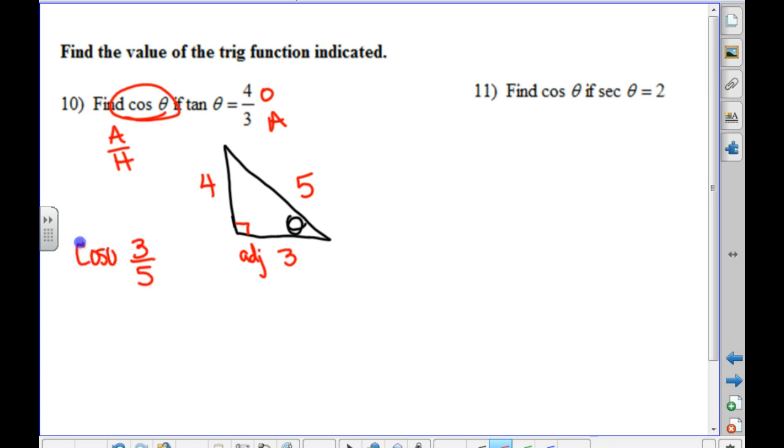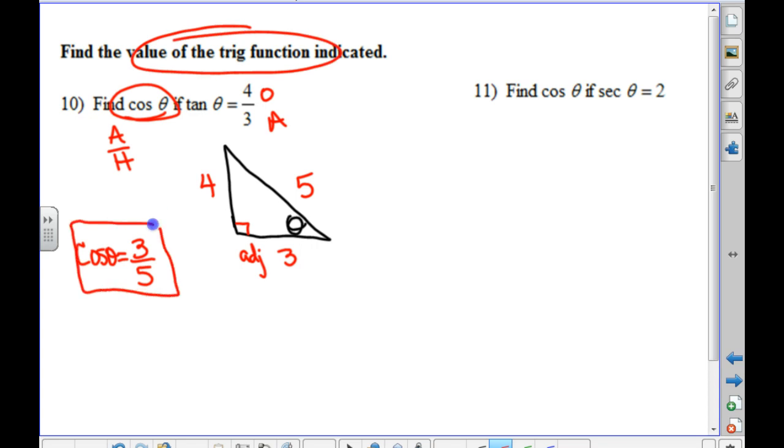Again, guys, it's not asking you to find the angle, it just wants the value of the trig function. So you want 3/5. Please don't type these in your calculator, okay? You need to write 3/5, okay? You need an exact answer. All right.